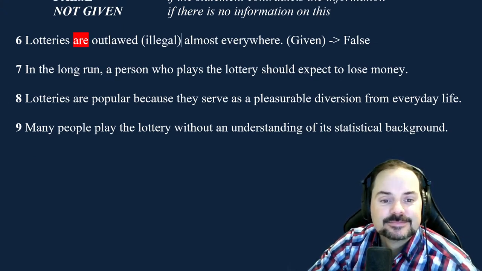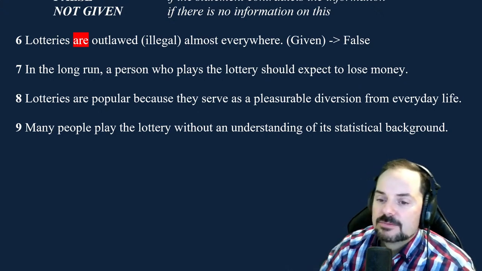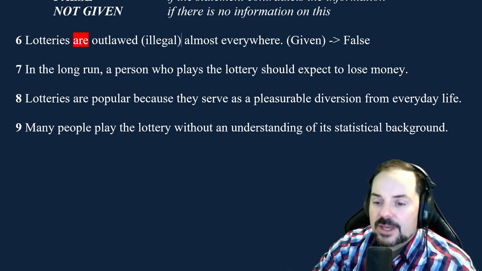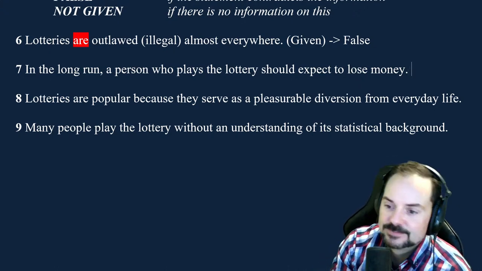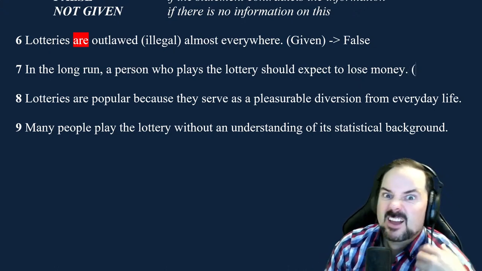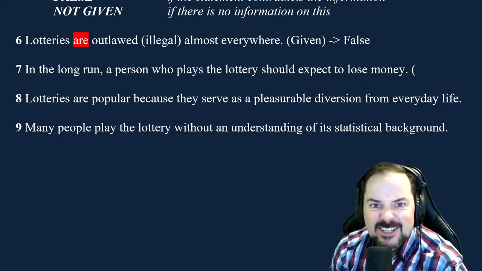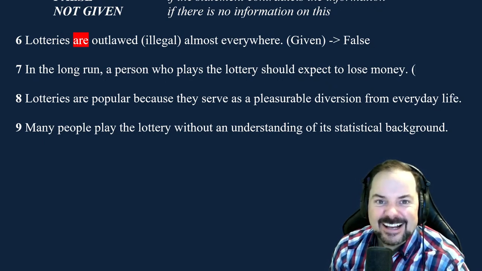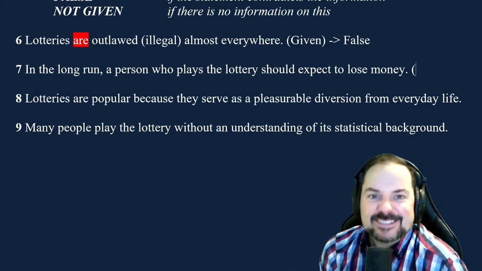In the long run, a person who plays the lottery should expect to lose money. Is that important information to know? So should the reader know that, if I'm playing the lottery, I might lose money? I think it's not important. It's not important when we're talking about lotteries to know if we're going to lose money or not? Chayani. I think it is important. It's the most important. We would never play the lottery if we didn't talk about that, right?